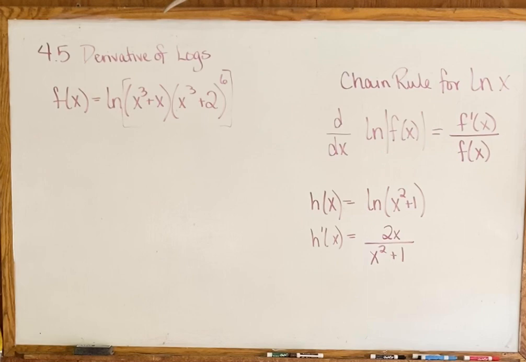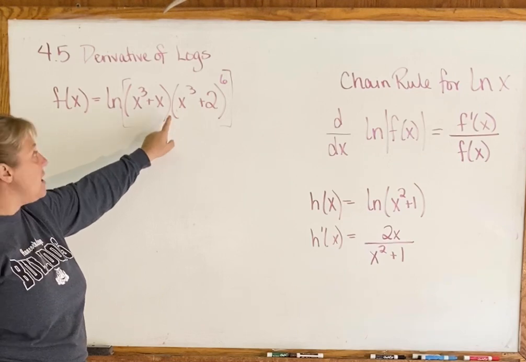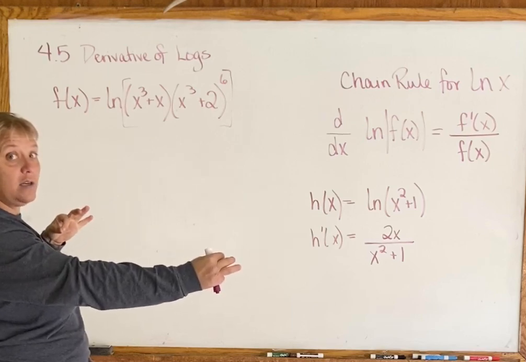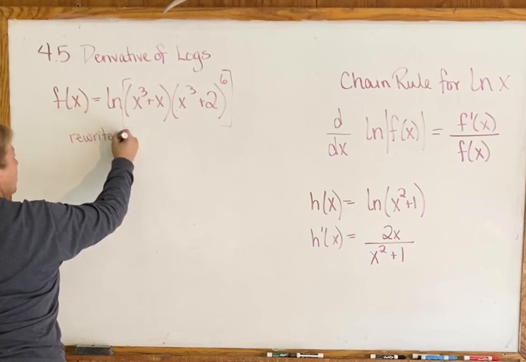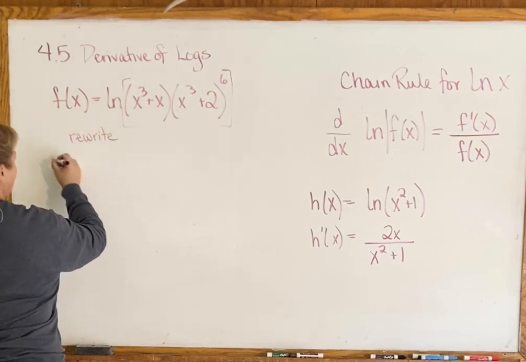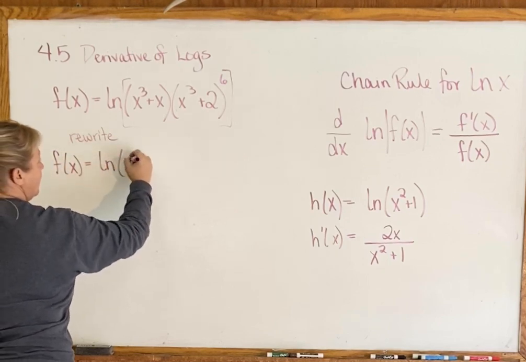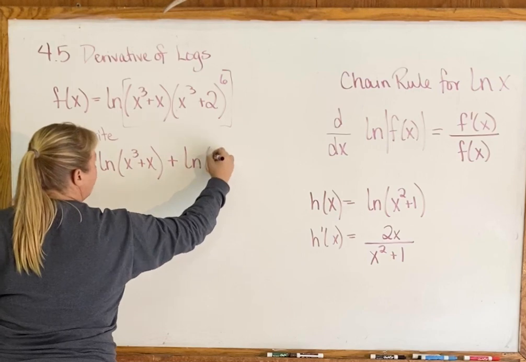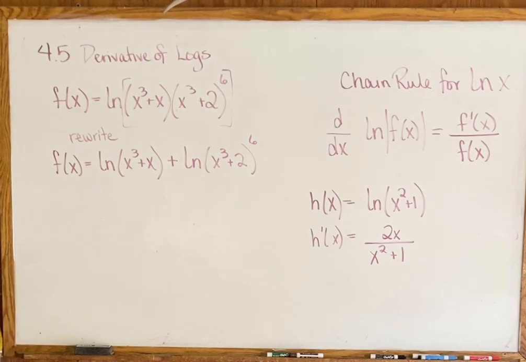But you have to remember, I asked you to review because logs have nice properties. Do you remember how if there's a multiplication in the log, you can split that into 2 logs using addition? So instead of jumping right into the derivative here, let's rewrite. We're still talking about f of x, no derivative yet. Could we rewrite this as the ln of x cubed plus x plus the ln of (x cubed plus 2) to the 6th? Don't we have a property that says we can do that?